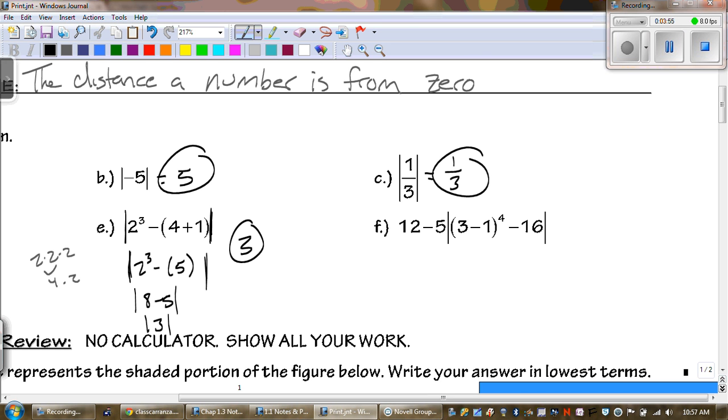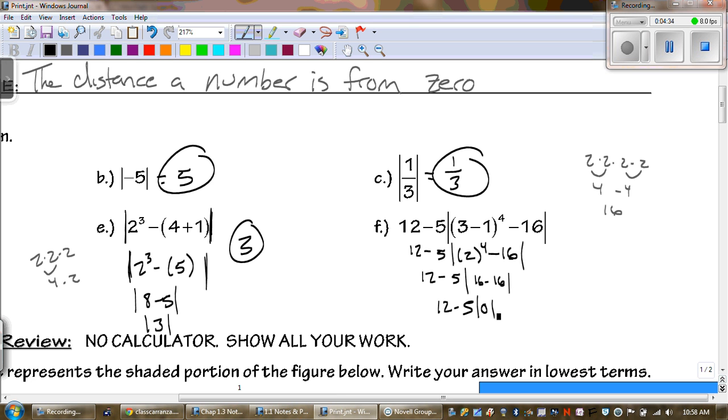Okay, so now we're going to be doing the same thing, but we've got inside and outside of the absolute value. So we treat it like parentheses. 3 minus 1 is 2 to the 4th minus 16. And now we need to do 2 to the 4th, so 2 times 2 times 2 times 2. Well, 2 times 2 is 4. 2 times 2 is 4, and 4 times 4 is 16. So we have 16 minus 16. Well, 16 minus 16 is 0.